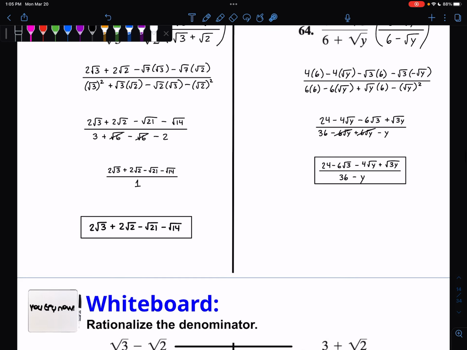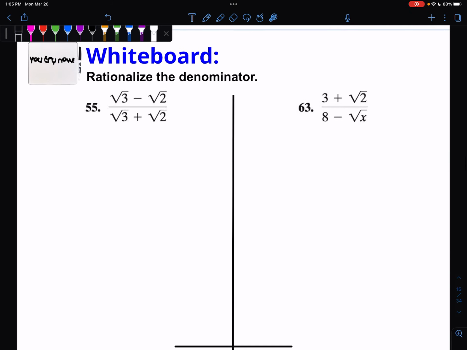So just so you get a little practice with this, we got one more of these, rationalizing denominator. Go ahead, pause the video.